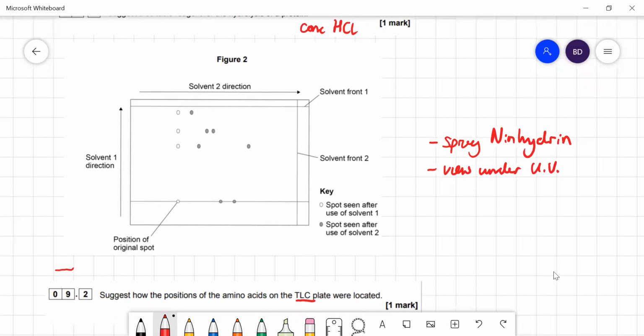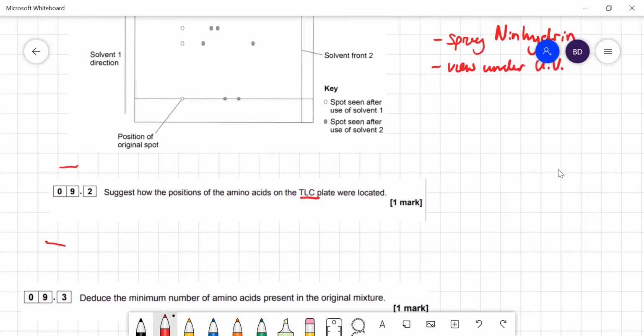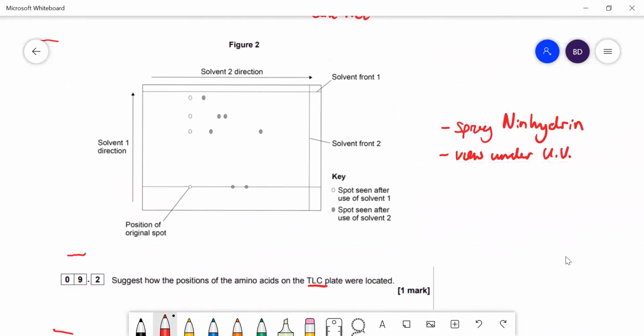Now it's going to ask us about the two-dimensional thing. Deduce the minimum number of amino acids present in the original mixture. Okay, so let's see what's happened here. In the first direction, solvent one direction, you get those 3 spots. Now those 3 spots, well, this top one is just one amino acid, but you can see that one there. When you run it with the second solvent, you end up getting 2 separate spots. Okay, and the same with that one there.